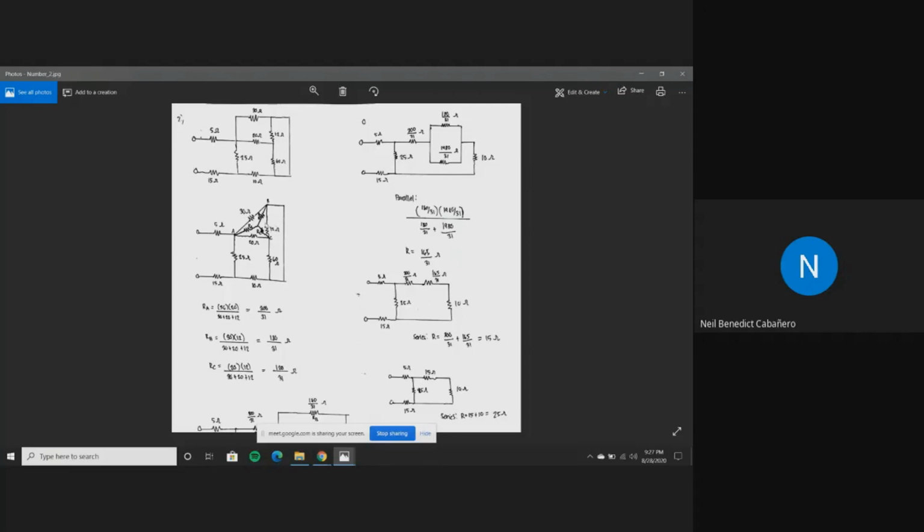Resistors adjacent to RB over the resistors all around it. So RB is 30 times 12 over 30 plus 20 plus 12, which is equal to 180 over 31 ohms. And RC is 20 times 12 over 30 plus 20 plus 12, which is equal to 120 over 31 ohms.